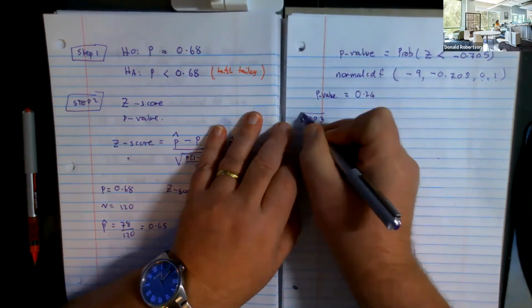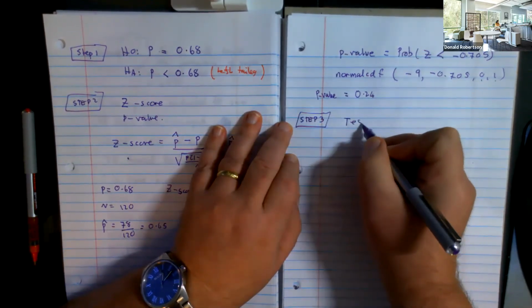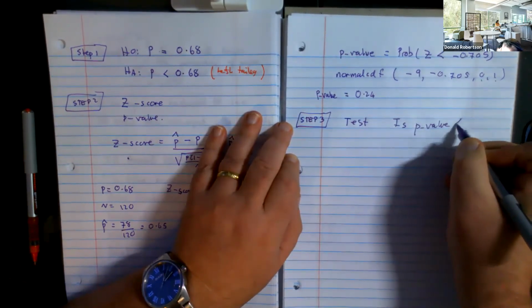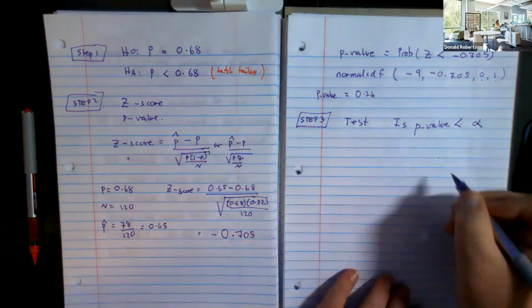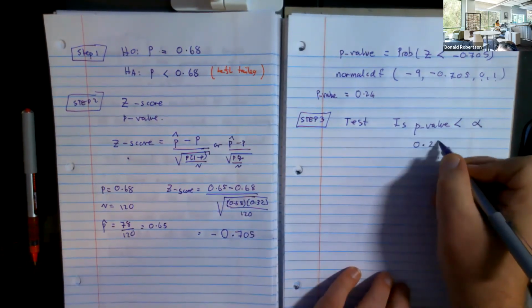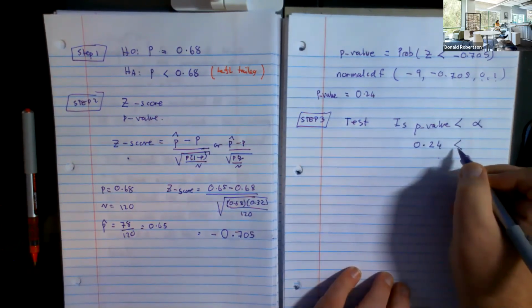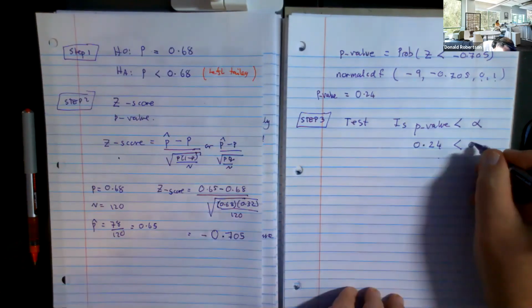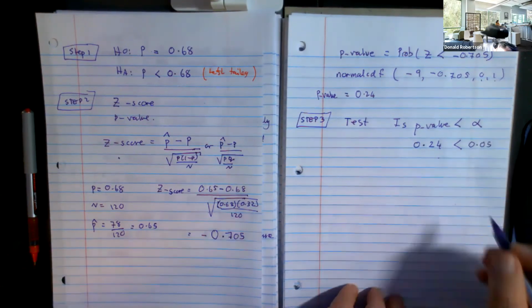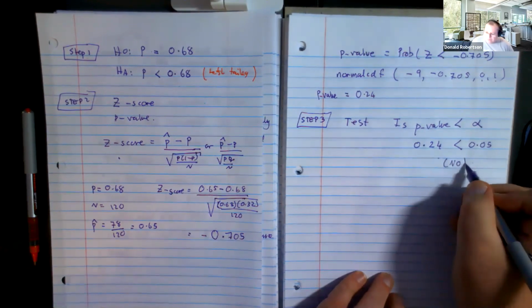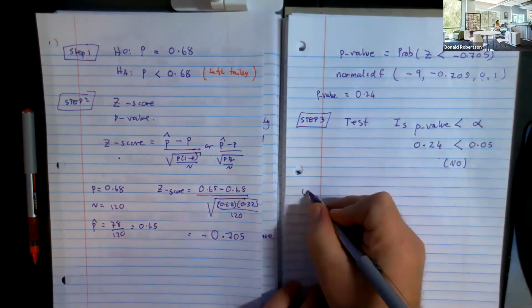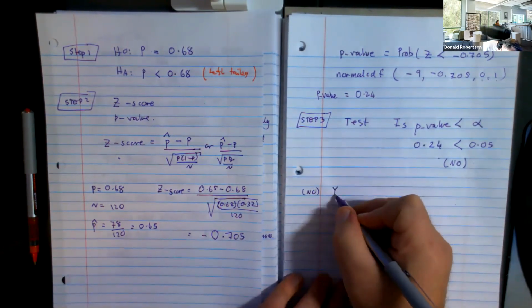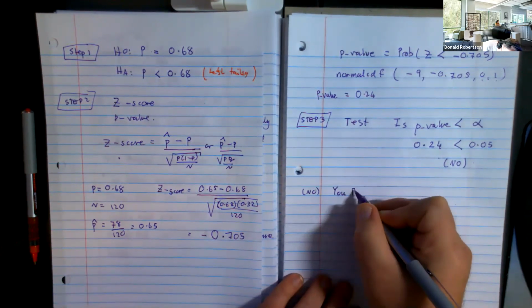Step 3 is we test. And we test, is our p-value less than the significance level alpha? In this case, is 0.24 less than, what's my story? 5%. And the answer here is no. When the answer is no, you will pick this choice.